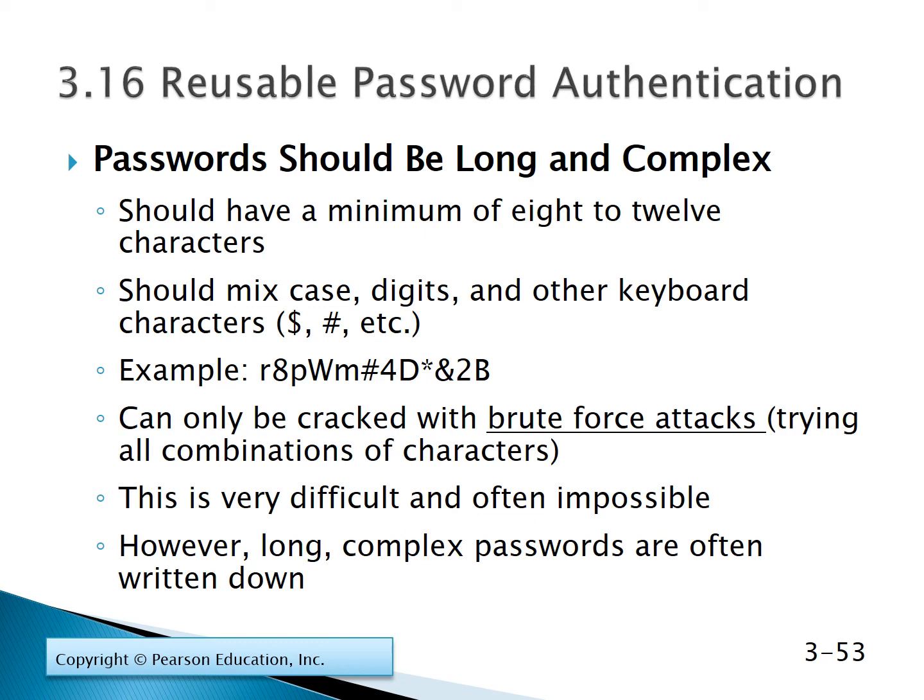But of course, if you have a password like this, it's very difficult for you to remember, right? So when you have a long complex password like this, and you cannot remember it, what would you do?